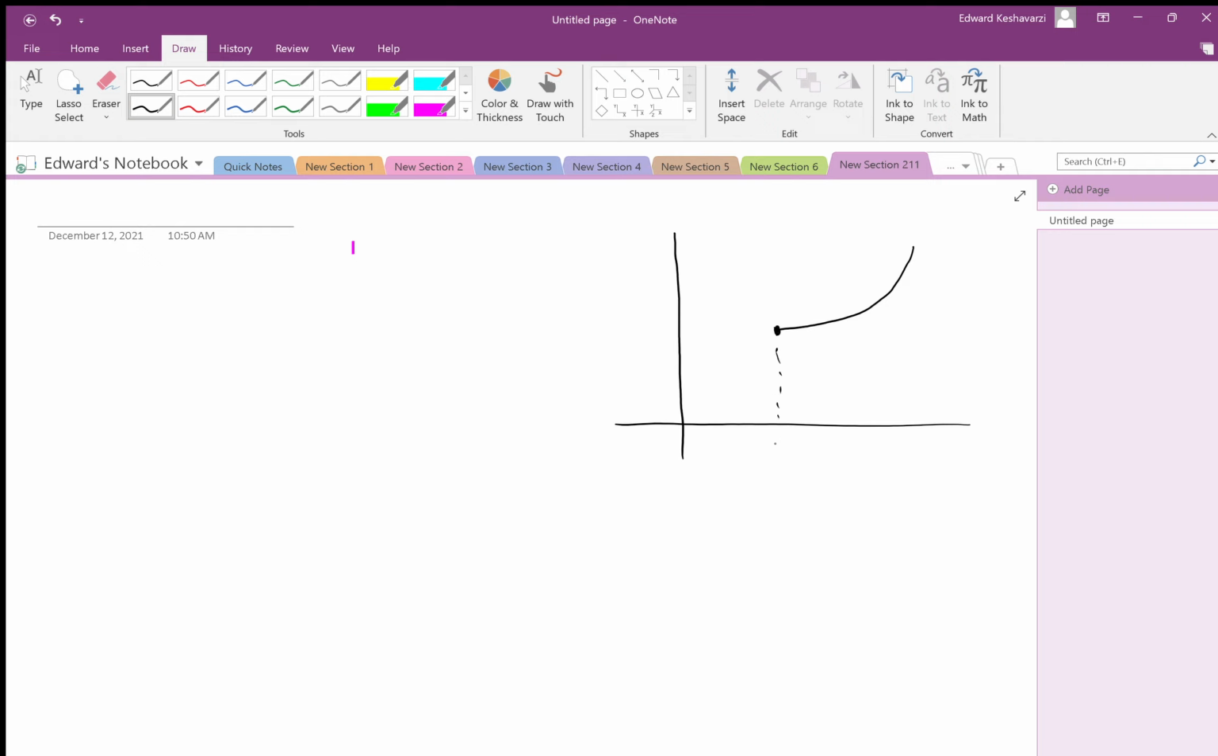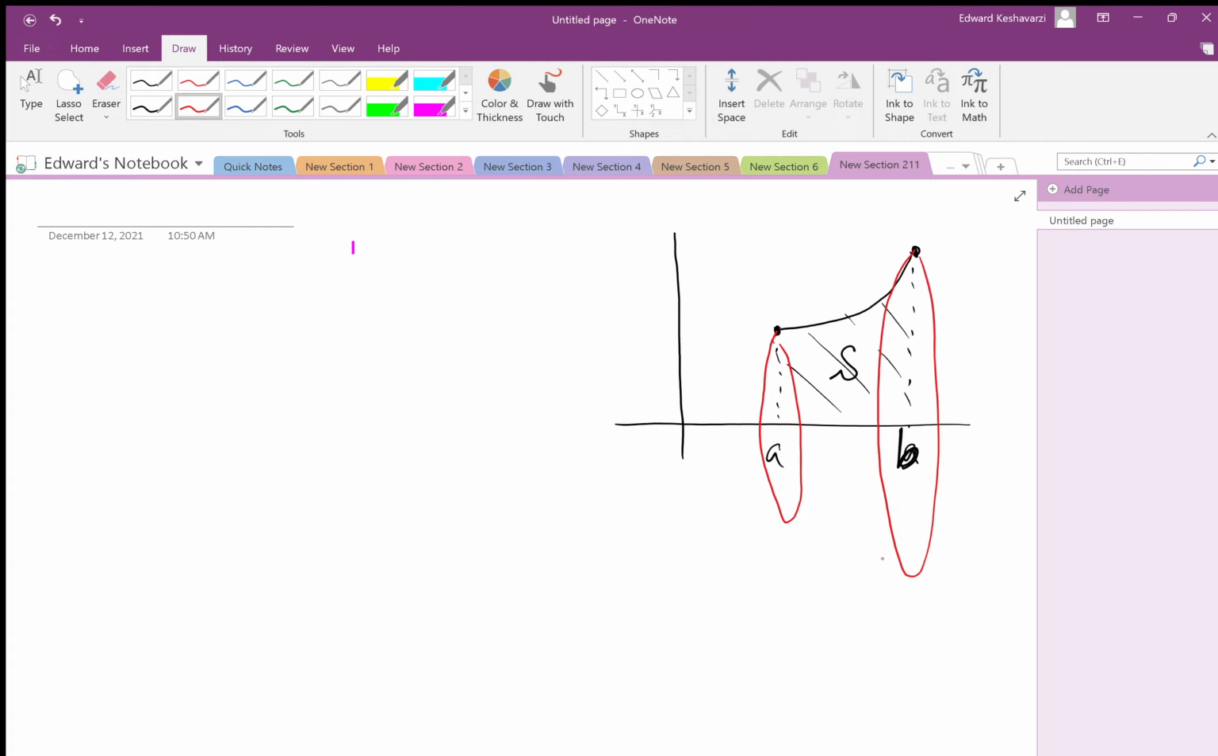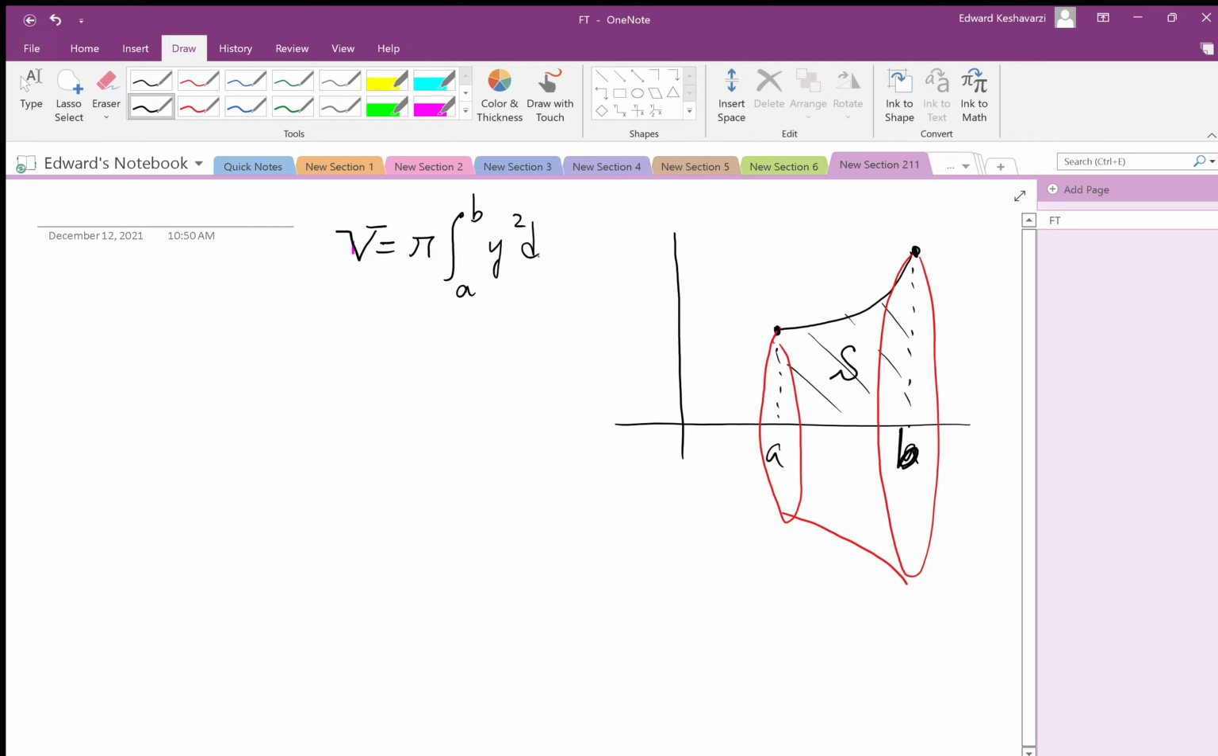when this area, let's say S, is revolved about the x-axis. So the revolution generates such like solid. So the formula in this case would be volume equals pi integral from a to b y squared dx.